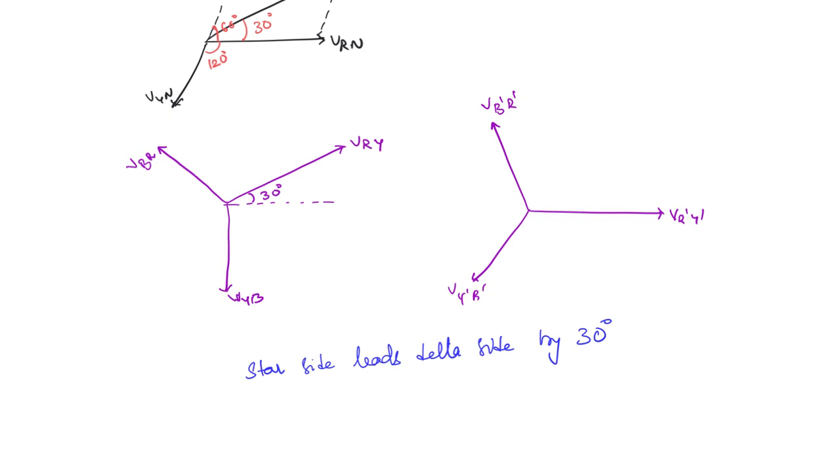But in case it is a delta star transformer, that means if the primary side is delta, then the primary side is going to lag by 30 degrees. Okay. So this is with respect to the line voltages. So instead of simply remembering as star side leads delta side by 30 degrees, it's best if you remember star side line voltages lead the delta side line voltages by 30 degrees.